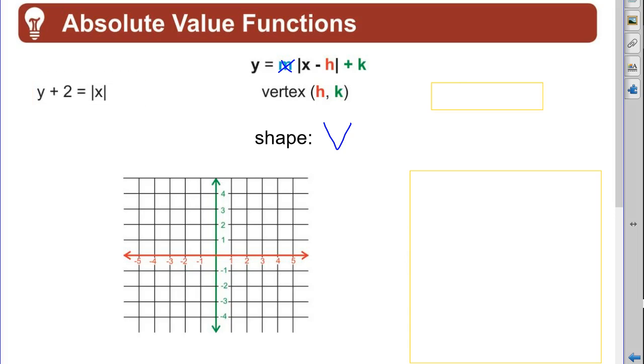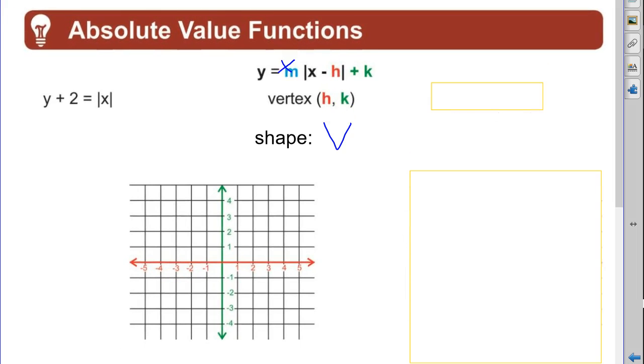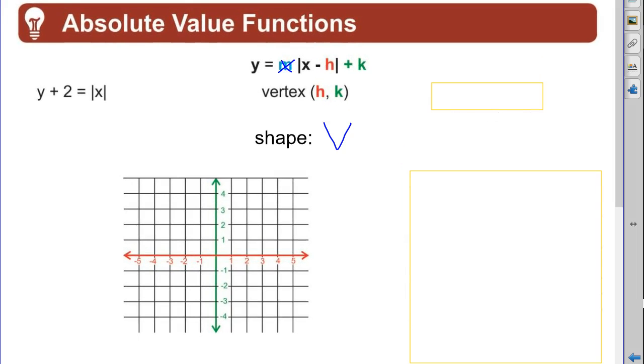So we look at our first example, y plus 2 equals the absolute value of x. It's not in the correct form yet. I need to isolate the y, so I'm simply going to add a negative 2 to both sides. And I will end up with y equals the absolute value of x, minus 2.